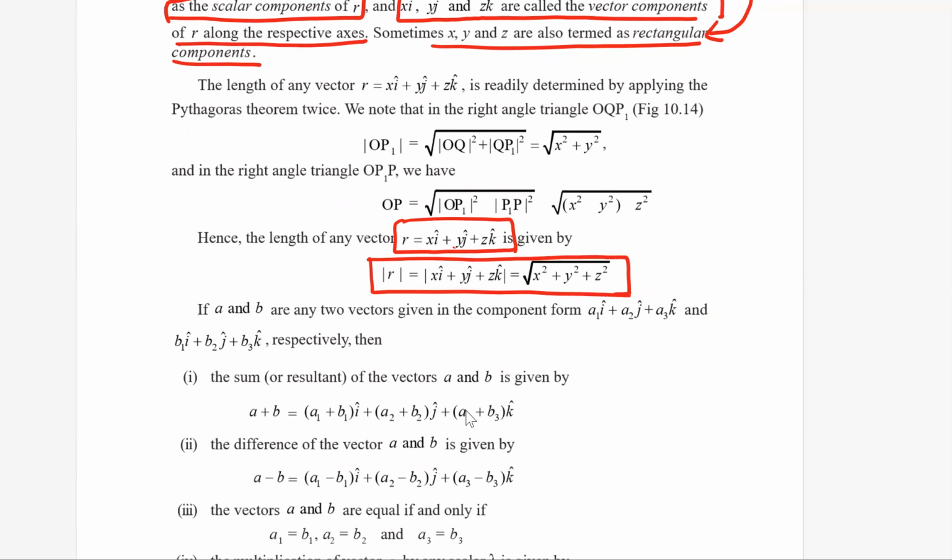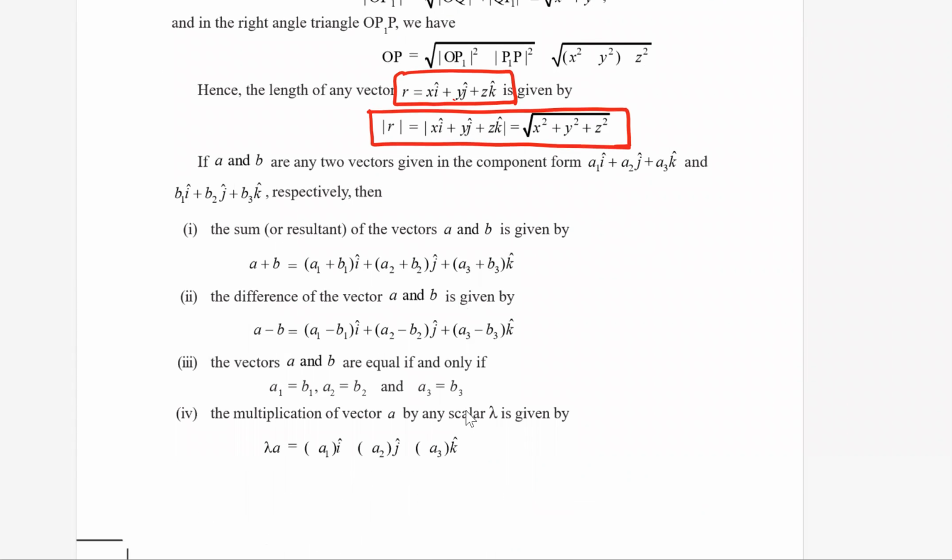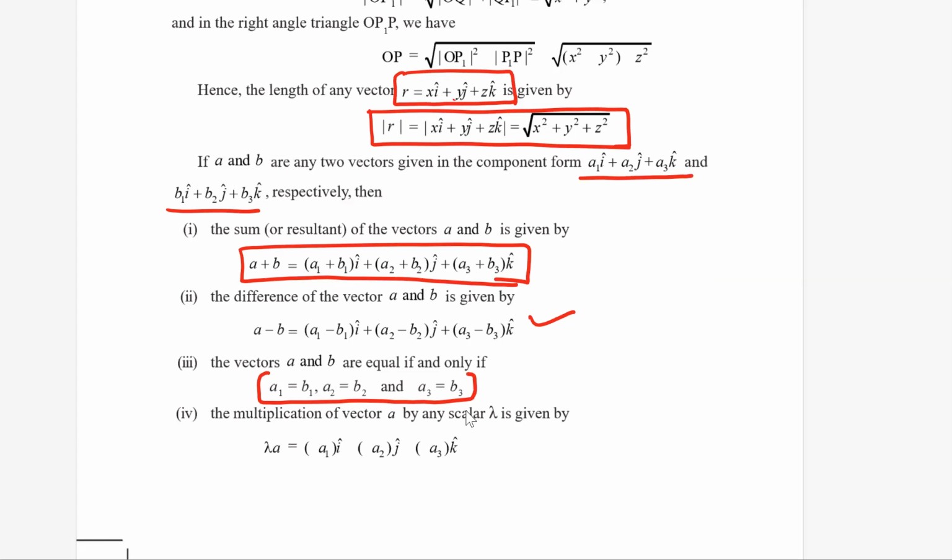Now, if there are two vectors, a1i plus a2j plus a3k, and similarly b, then for the sum of the vectors, their corresponding components will be added. So a plus b will be (a1 plus b1)i plus (a2 plus b2)j plus (a3 plus b3)k cap. Similarly for the difference. Two vectors are equal if their corresponding components are equal, meaning a1 equals b1, a2 equals b2, and a3 equals b3.